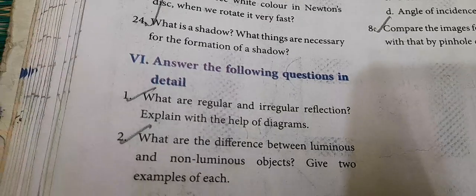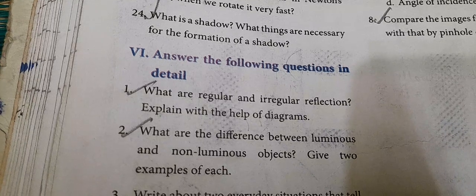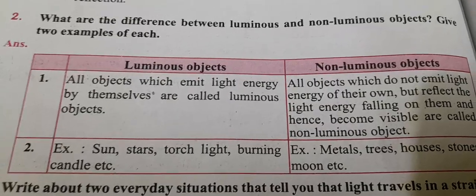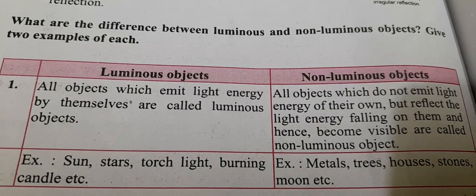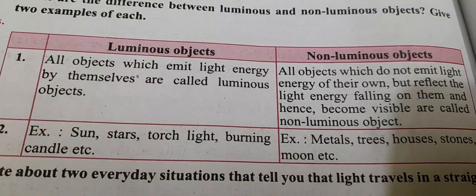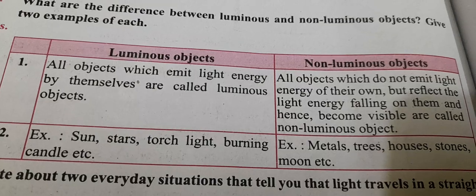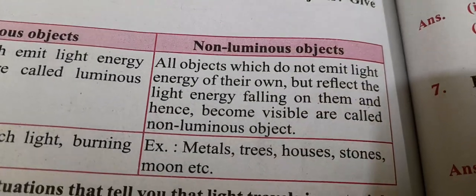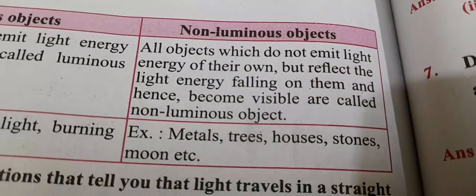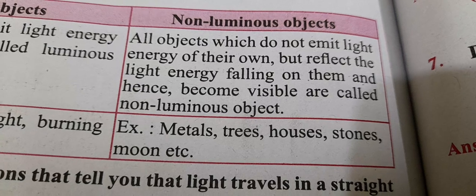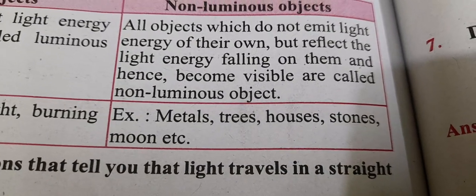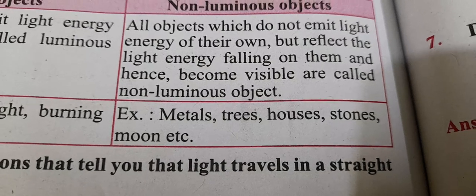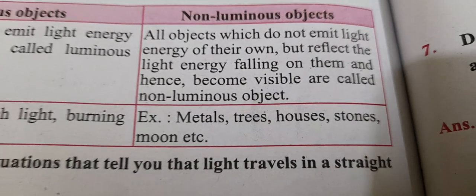What is the difference between luminous and non-luminous objects? Give two examples. All objects which emit light energy by themselves are called luminous objects. Example: sun, stars, torchlight, burning candle, etc. All objects which do not emit light energy of their own but reflect the light energy falling on them and hence become visible are called non-luminous objects. Example: metals, trees, houses, stone, moon, etc.